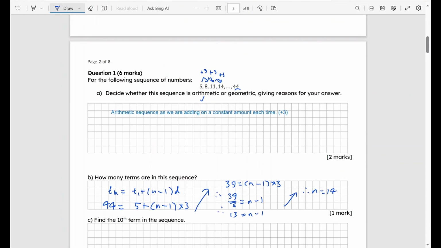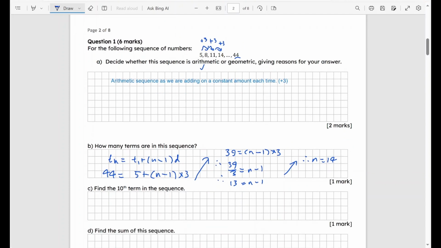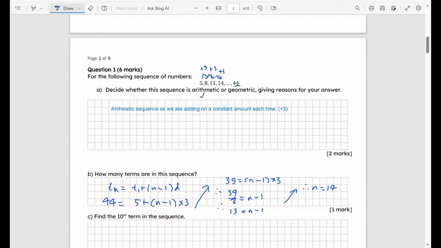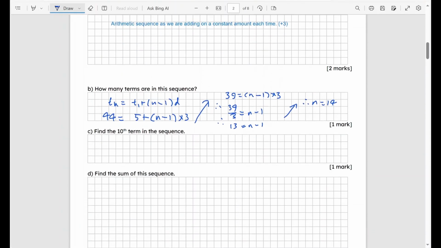Or, you can literally just look here. If 5 is the start, then it seems like 35 might be the 10th term. So 35 would be the 11th term. And then another 3 would get us to 14.